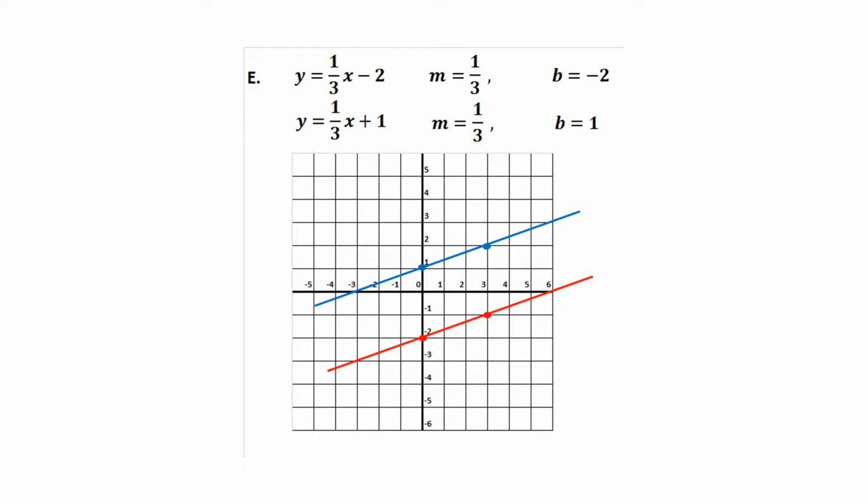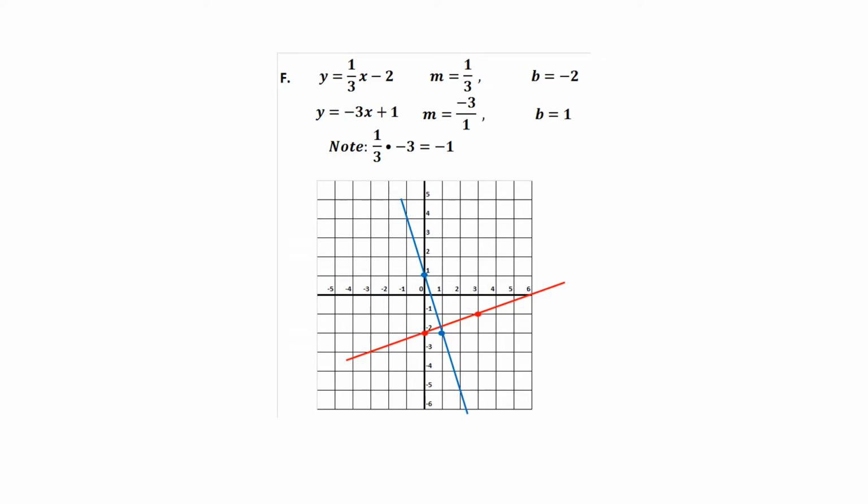The second one, the y-intercept is 1. We go up 1, go over 3, and that's the blue line, and they are parallel. So we can say if two lines have equations where the slopes are equal, the lines are parallel, and if two lines are parallel, the slopes are equal.